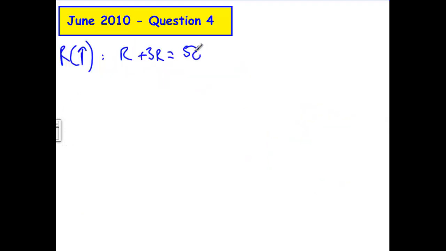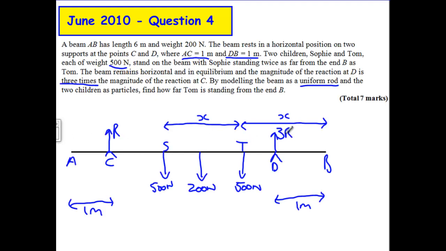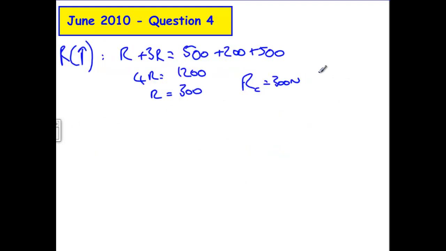So that is equal to 500 newtons plus 200 plus 500. So that's Sophie, the beam and Tom. So this simplifies to 4R is 1200 newtons. Dividing by 4 tells me R is 300. So the reaction force at C is equal to 300 newtons. And the reaction force at D, which is 3R, 3 times the reaction at C, will be equal to 900 newtons.